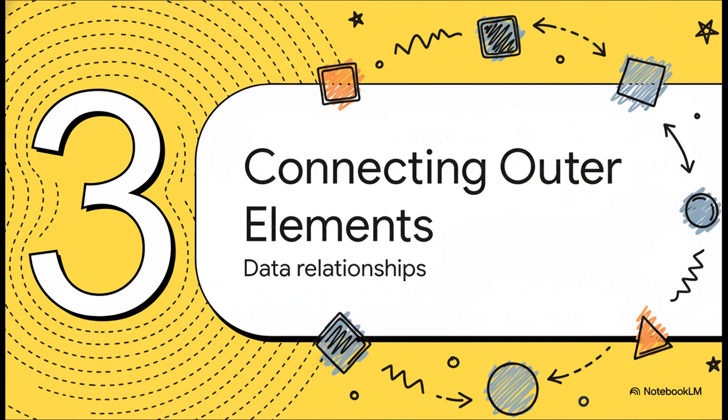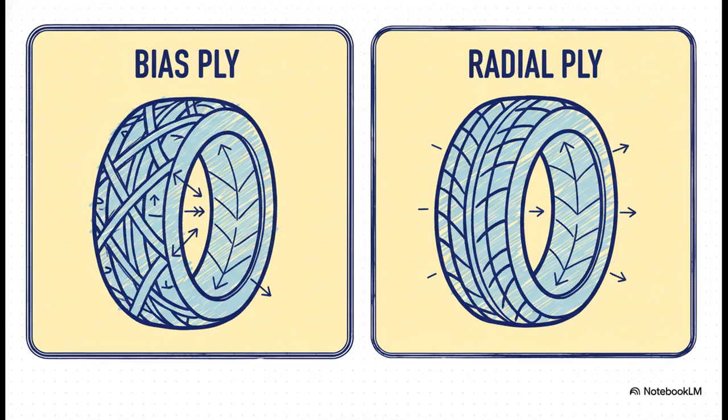Okay, so let's move out from the center and see how this thing really builds out. We're going to look at the outer elements now and start to understand the relationships that give this map all of its power. For instance, the map organizes products by their technical attributes. So here you can see 2 different types of tire construction. You've got bias, which is the traditional crisscross method, and then radial, where the chords run at a 90-degree angle.